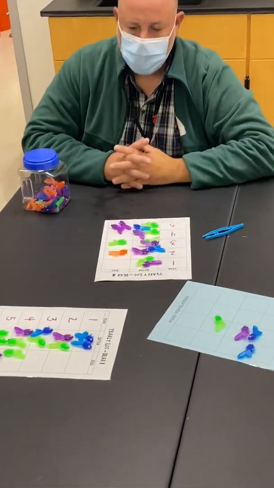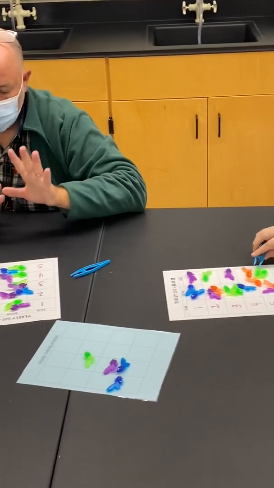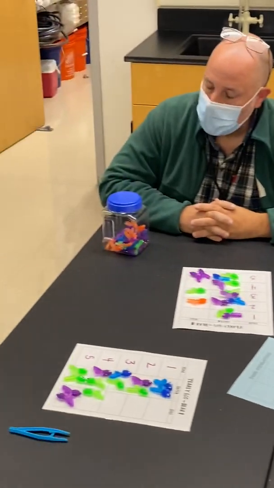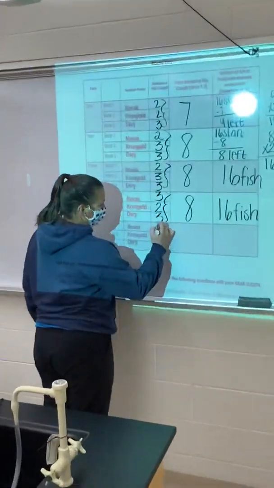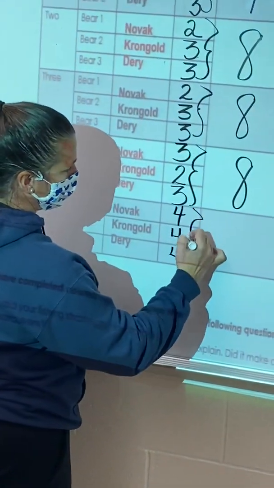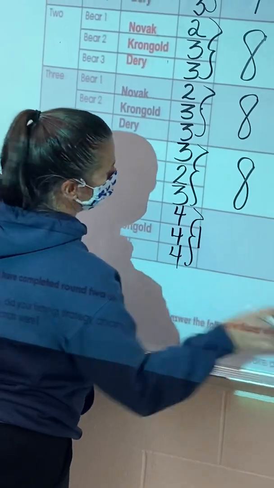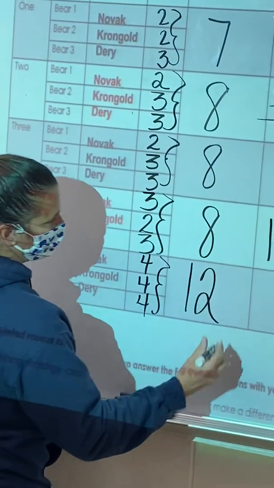All right, so this year looked a little bit differently. It looks like we all took 4 fish. We all took 4 fish, so let's see what that does to the data. All right, so if Novak took 4 and Krongold took 4 and Derry took 4, that means we took out of the pond a total of 12 fish, right?